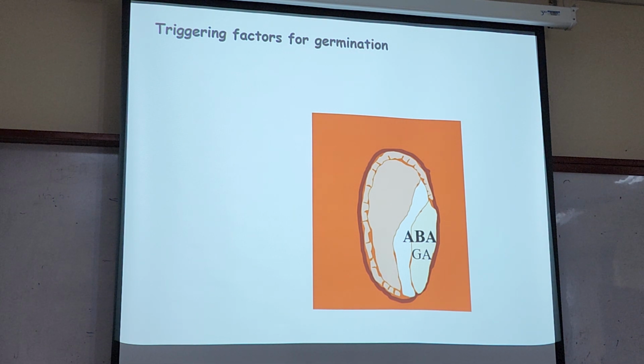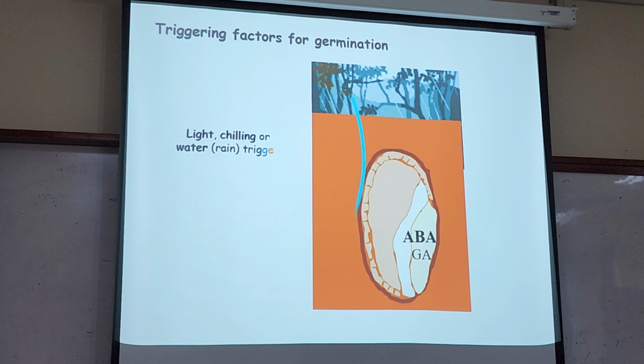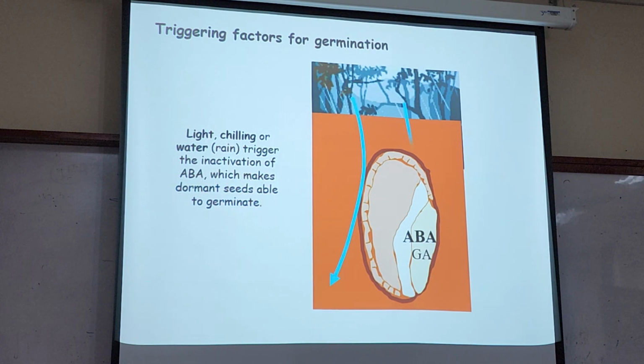So you've got your seeds. Let's see the trigger factors for germination. You've got light, coolness, chilling, water, rain, triggering the activation of salicylic acid that makes the dormant seeds germinate. You should know by now. There are a number of things that can happen to awaken your seeds, right?